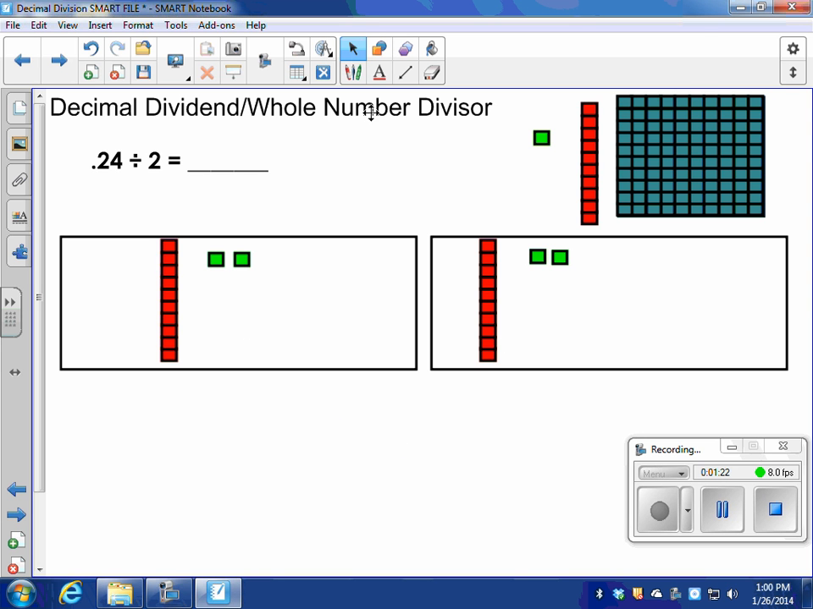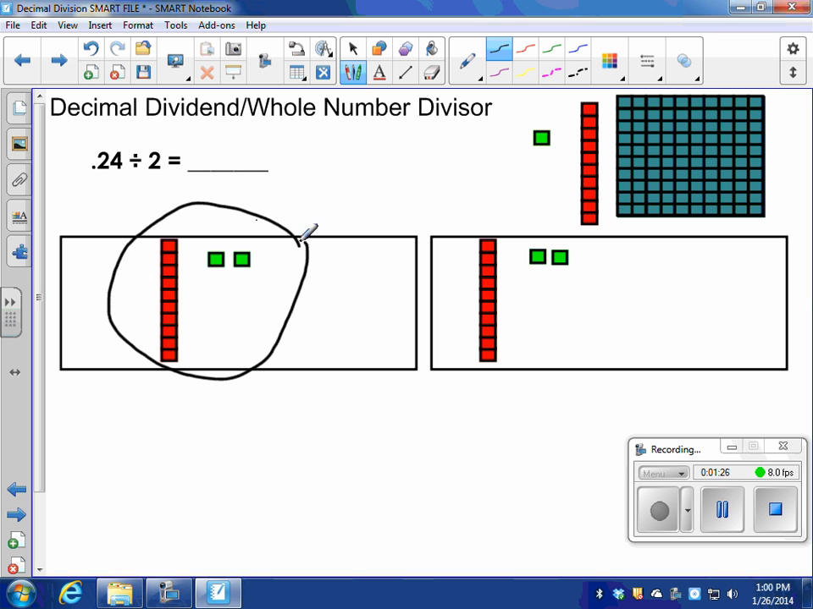My answer then is going to be the number inside each group. So this would represent 10, 11, 12 hundredths. So 24 hundredths divided by 2 gives you 12 hundredths.